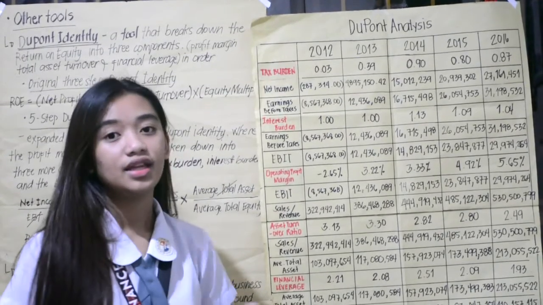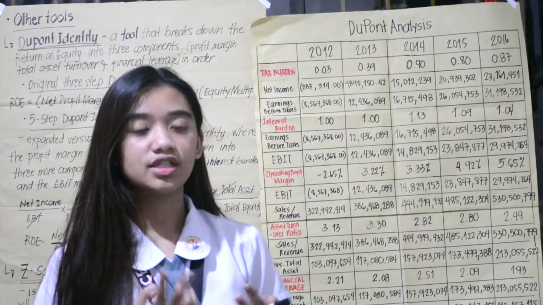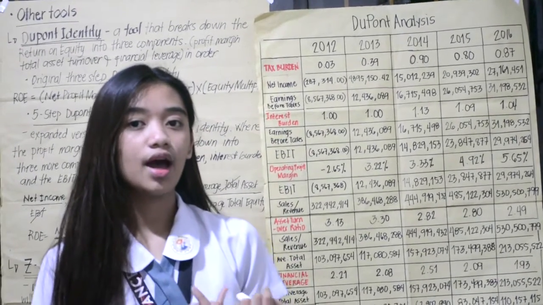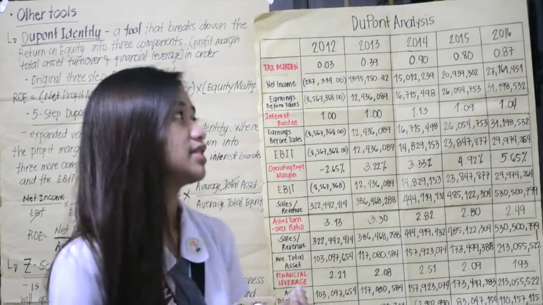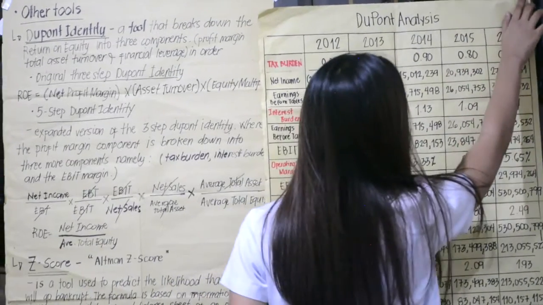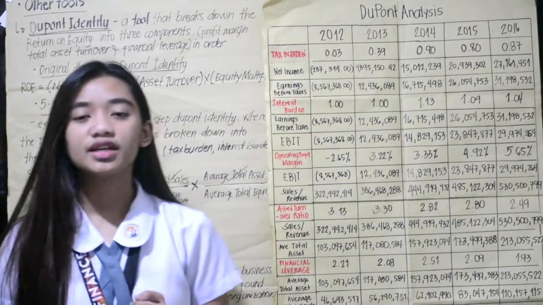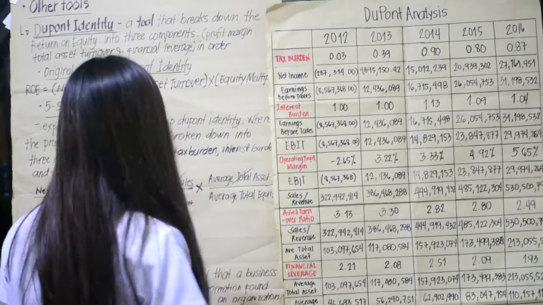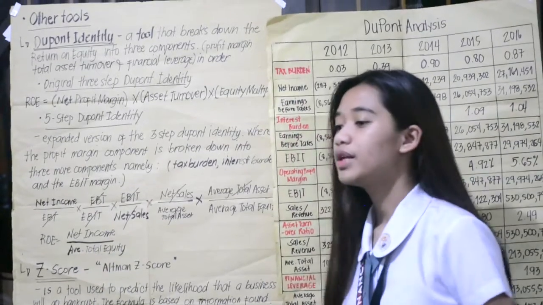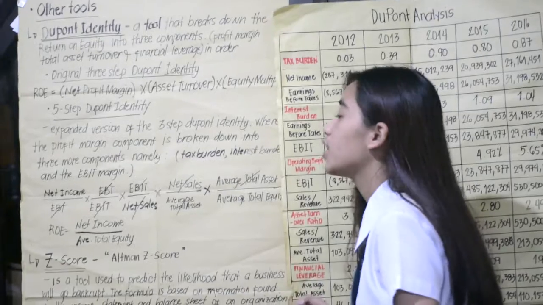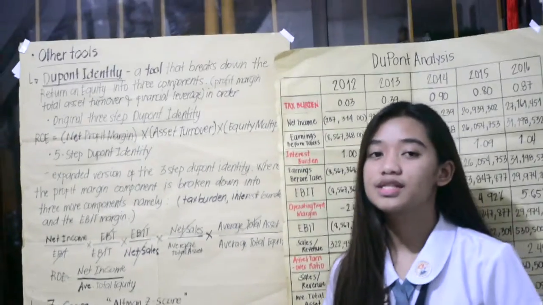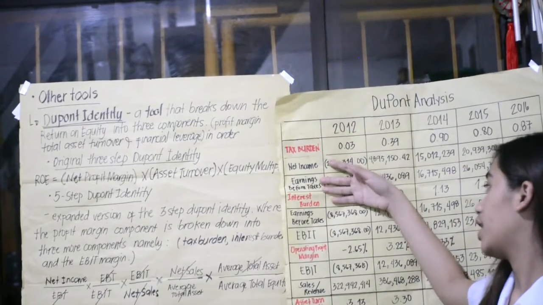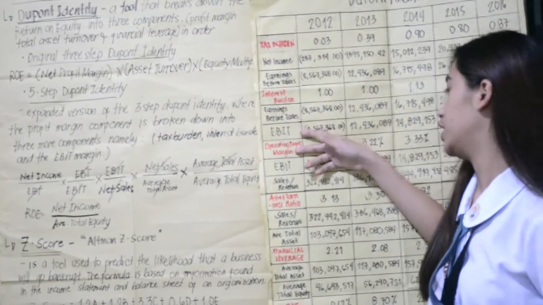For the DuPont identity, we have two choices. It's either the 3-step DuPont identity or the 5-step DuPont identity. The main difference is that the 5-step DuPont identity is an expansion of the 3-step DuPont identity. It is an expanded version wherein the profit margin component is divided into 3 parts: the tax burden, interest burden, and the operating profit margin.